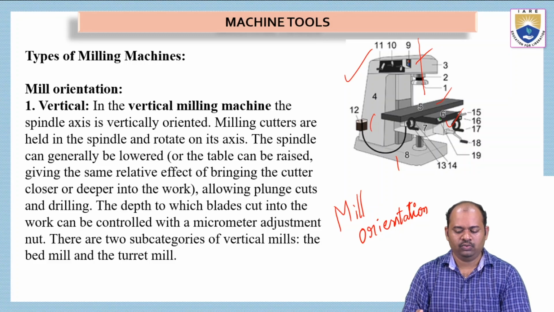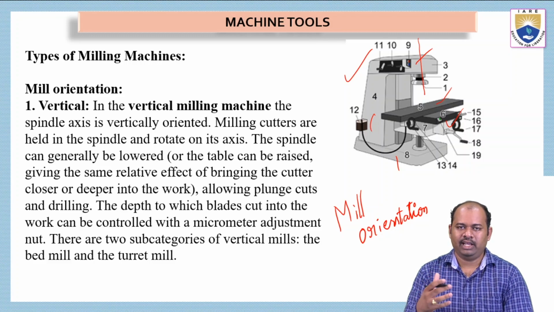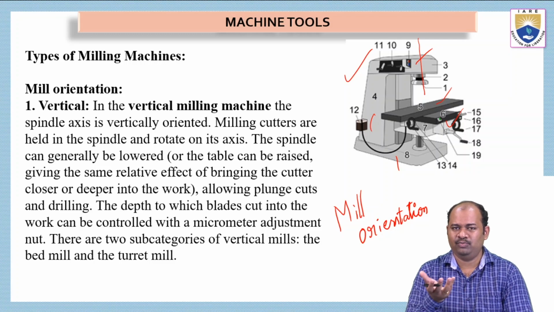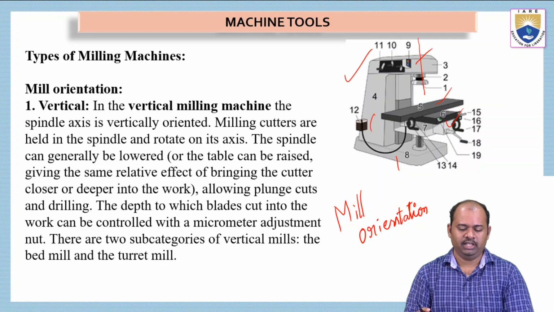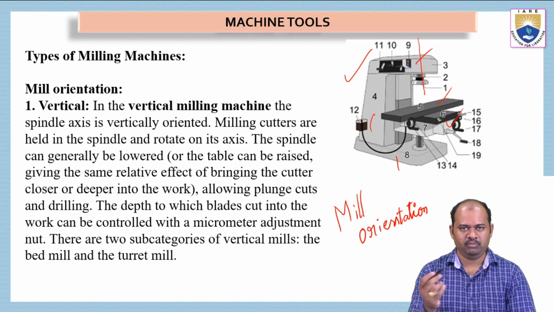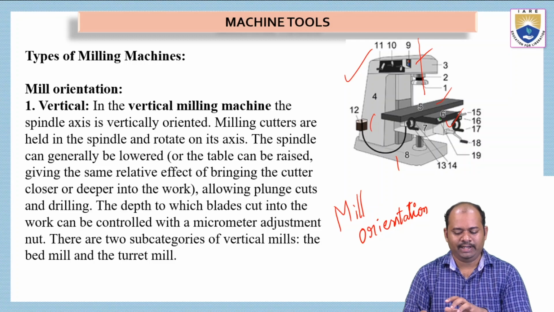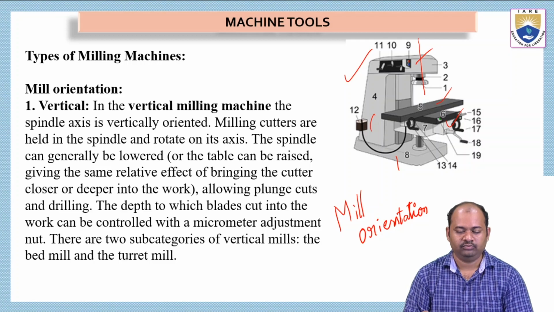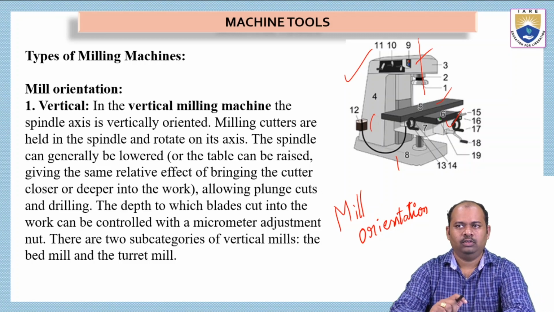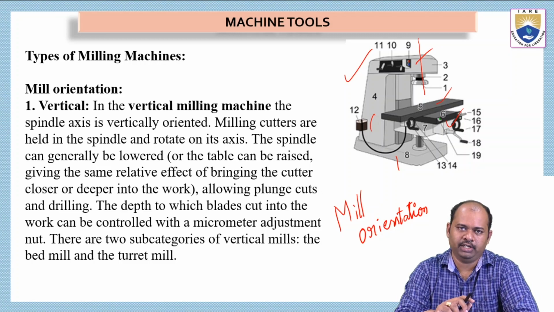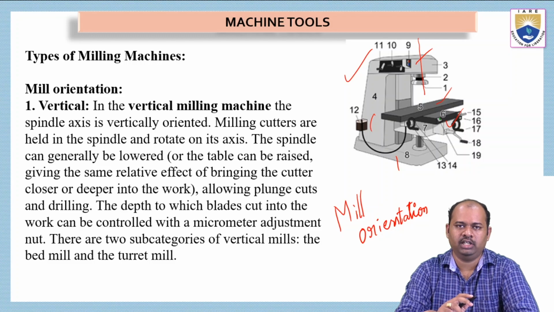This will allow you to make plunge cuts and drilling. We can make drilling and cutting operations. We can do many machining operations by this vertical milling machine. And then the depth to which the blade cuts into the work can be controlled with a micrometer adjustment nut. So this is a very important aspect when we are studying vertical milling machine.